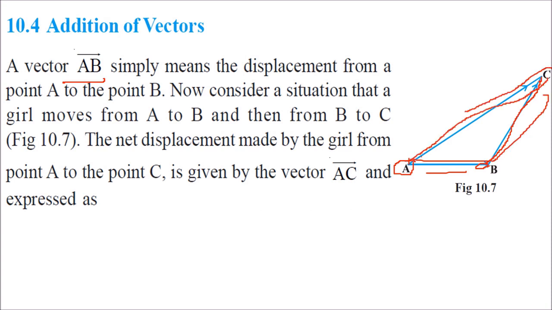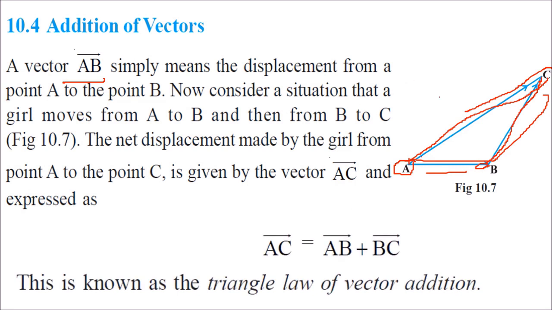So this A to C is expressed like this. AC in the form of a vector is AC. This AC is equal to AB plus BC, and this is the triangle law of vector addition.